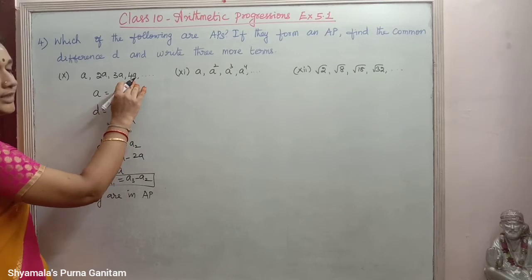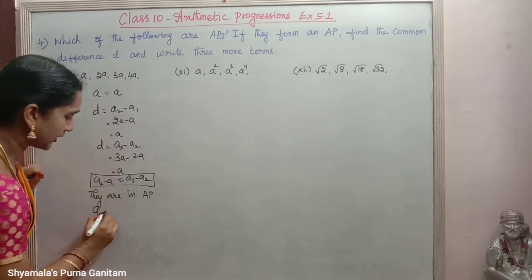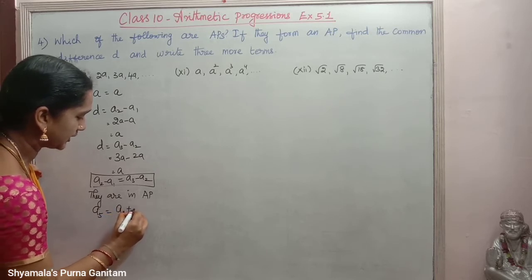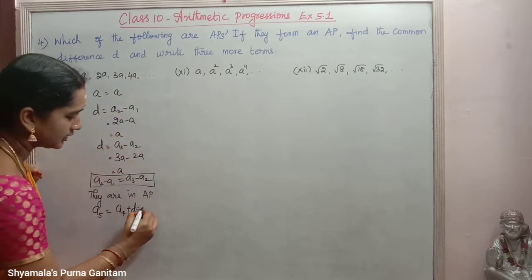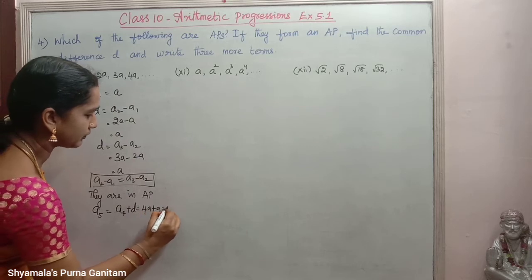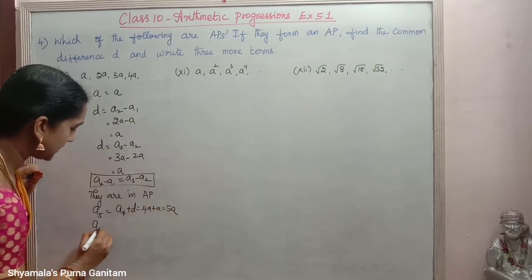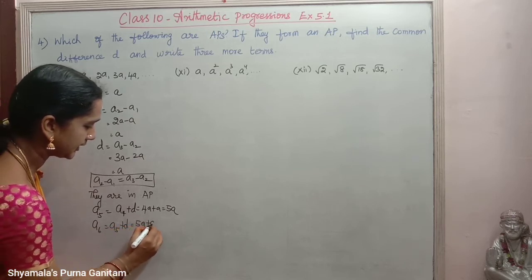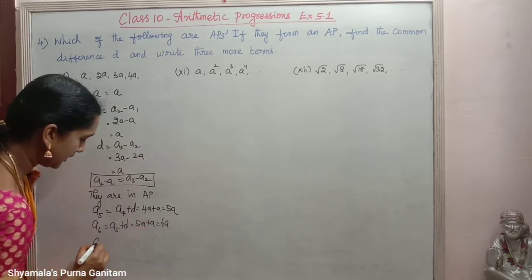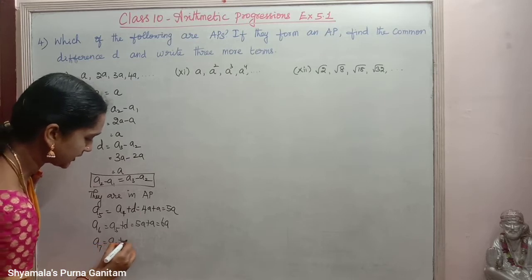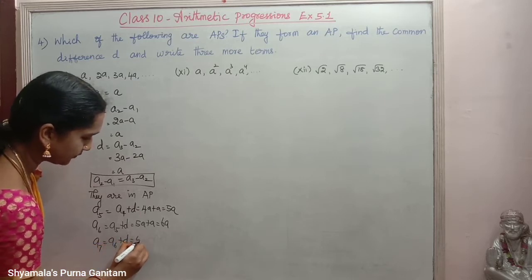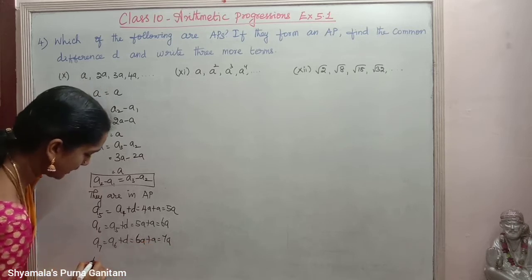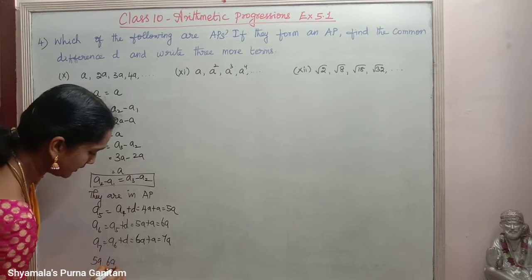Already till a4 it is there. So a5 is equal to a4 plus d. a4 is 4a, and 4a plus a is 5a. Then a6 is a5 plus d, so 5a plus a is 6a. Then a7 is a6 plus d, which is 6a plus a, that is 7a. So the next three terms are 5a, 6a, 7a.